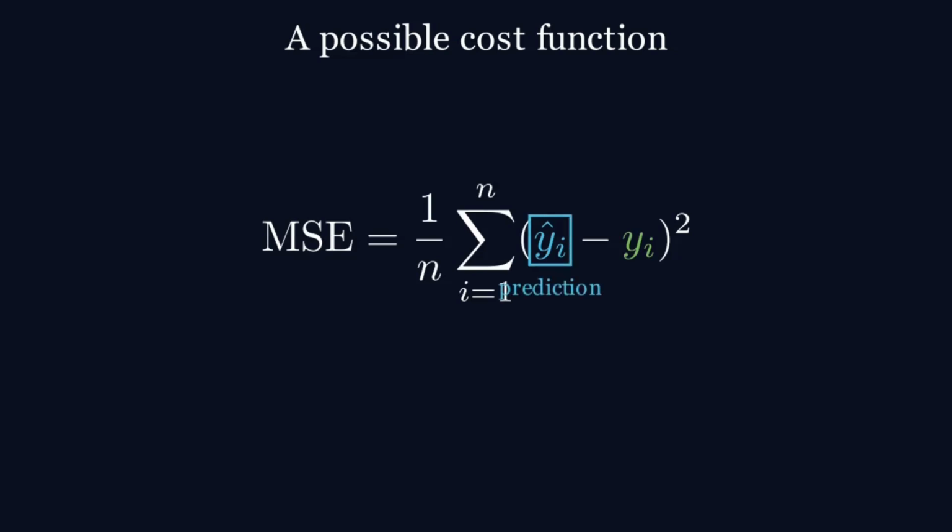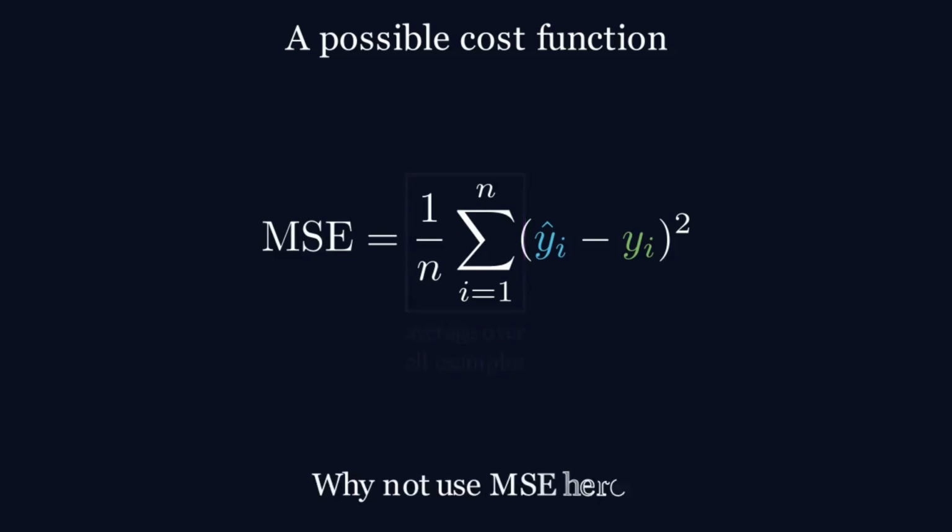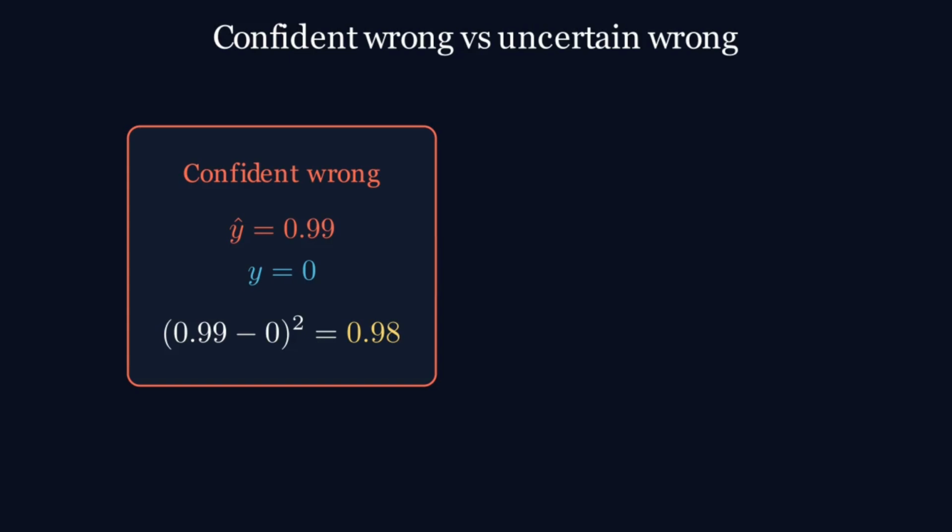We use the mean squared error for linear regression. We take the difference between the prediction and reality, square it, and average it. So why not use it here? Let's try. Suppose our model predicts 0.99. Almost certain this cell is malignant, but the true label is 0, benign. That is a catastrophically wrong prediction. The model was confident and completely wrong. MSE gives us 0.99 minus 0, squared, which is 0.98, just under 1.